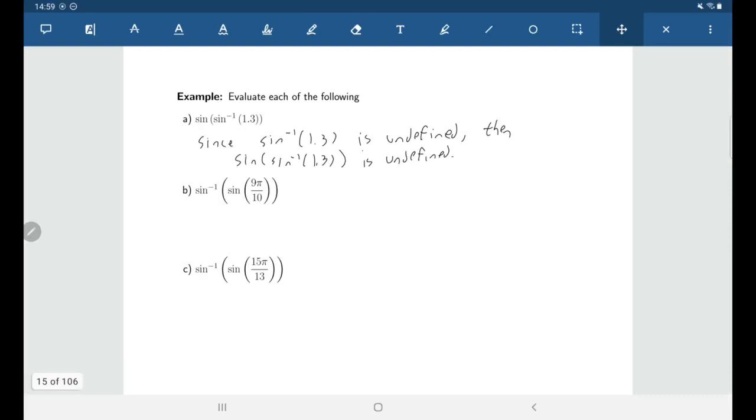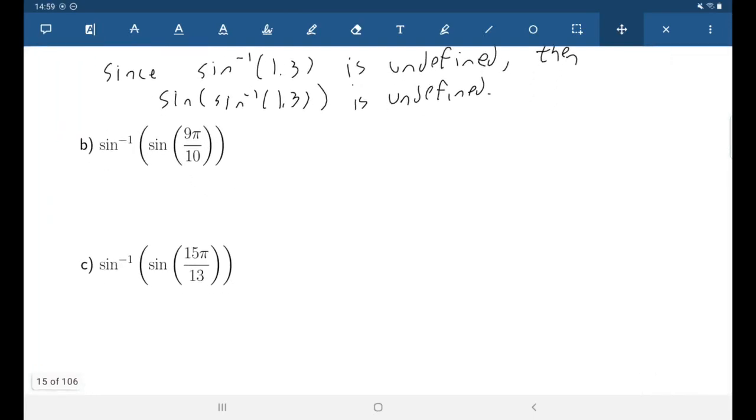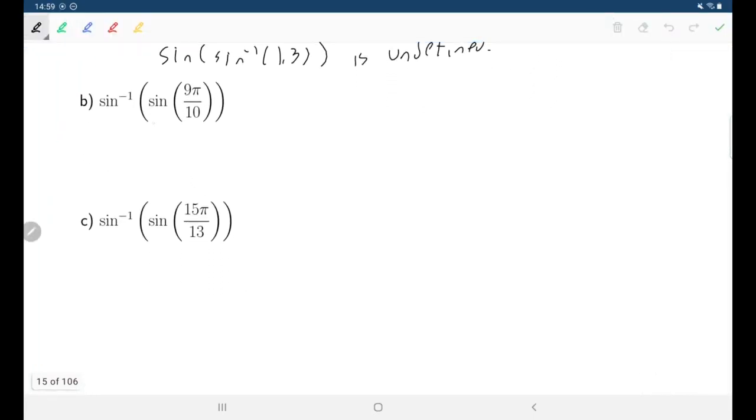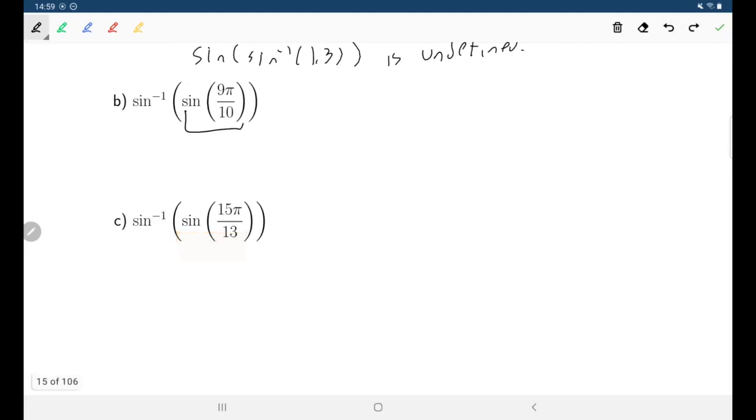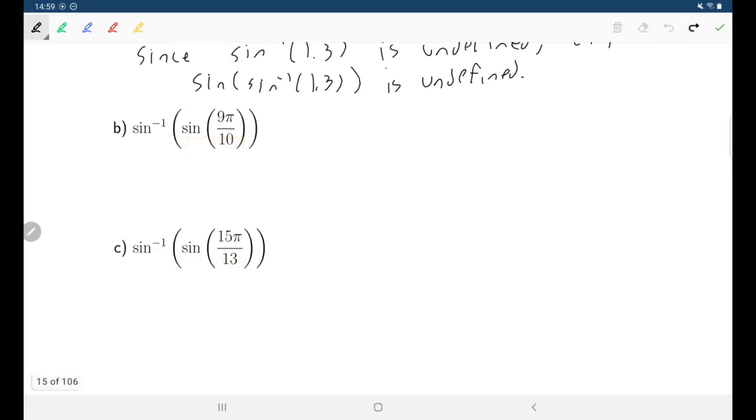Okay, for the next two, these are both examples of something where we could figure out if we felt like it: what is sine of 9 pi over 10 or 15 pi over 13. But the one thing that we know for both of these is that these are angles that are not in our restricted domain. Remember that our restricted domain for sine was from negative pi over 2 to pi over 2. And we'll see that both of these angles happen to not be in that interval.